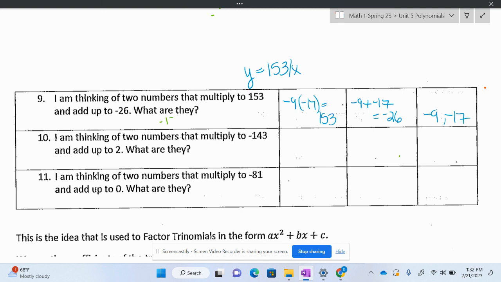I don't think there are very many factors of 143. You can't find anything? Okay, stop. Stop. Let's look.